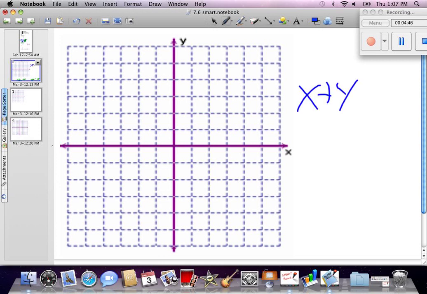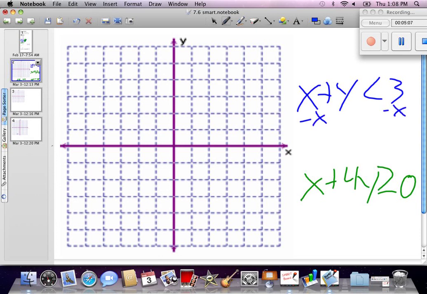Okay. So we're looking at C. We've got x plus y is less than 3. And then I've got x plus 4y is greater than or equal to 0. Okay, so first I'm going to start with my blue line. Is that in slope-intercept form? No. What do I have to do to get it there? Subtract x. Nice. And I get y is less than negative x plus 3.